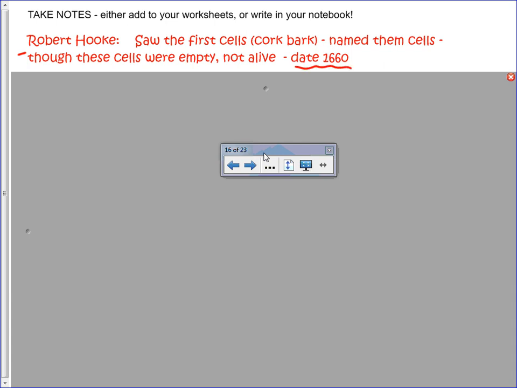All of these discoveries, the reason why we talk about all the different places these people are from is just to emphasize how many different people contributed to this scientific theory, and that by the time we get cell theory, it's been almost 200 years from him seeing the first cells.